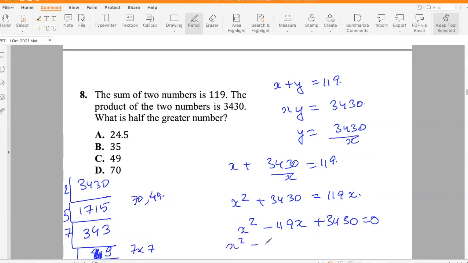So x squared minus 70x minus 49x plus 3430 is 0. So x can be 70 or 49. So those are the two numbers. So the greater number is 70 and half the greater number would be 35. So it's B.